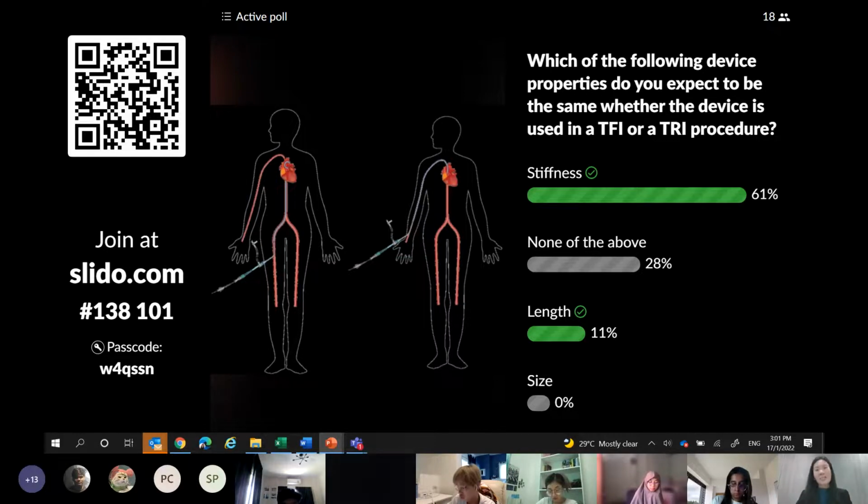For size, there's actually a difference. As I mentioned, radial artery is much smaller. So the difficulty when we have to move to radial access is that your devices have to be finer, have to be smaller. Because your radial artery is smaller, it cannot take as big a device as your groin, your femoral artery, can. Okay, so stiffness and length are the device properties that stay the same even when we move from TFI to TRI.